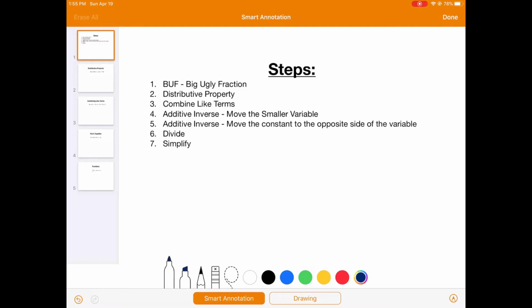So if you want to pause the video, write these down for future reference, I would strongly suggest it. If you think you have them down, well then just keep on moving.